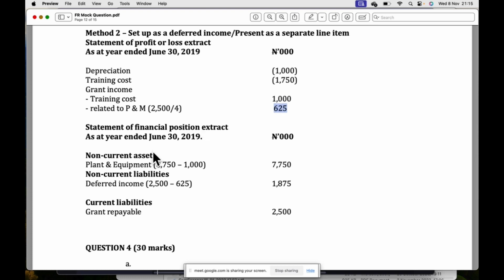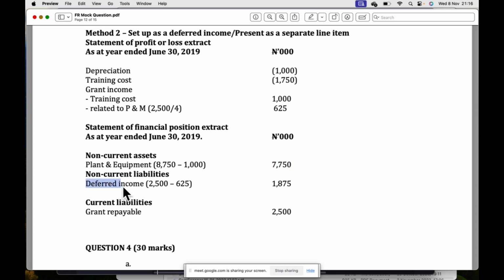Okay. So now in my statement of financial position, my PPE, the cost will remain the cost, which is 8,750. I'll simply deduct my depreciation. That leaves me with 7,750.